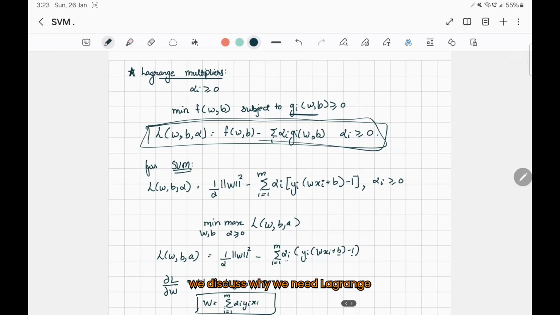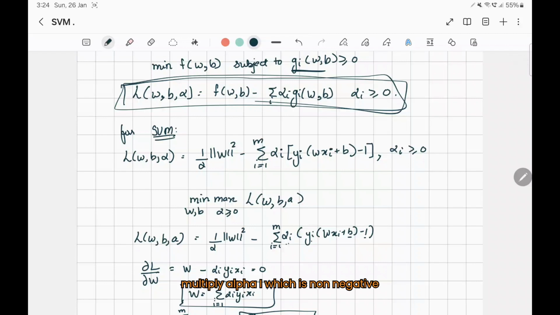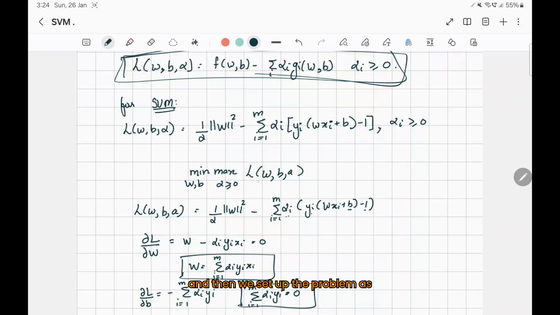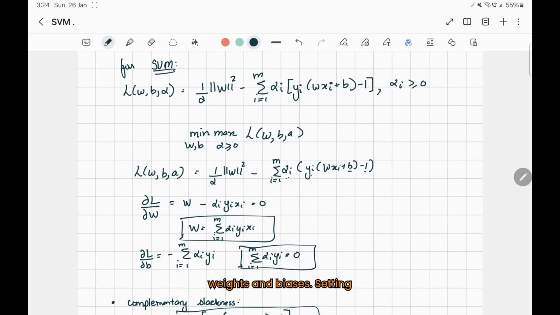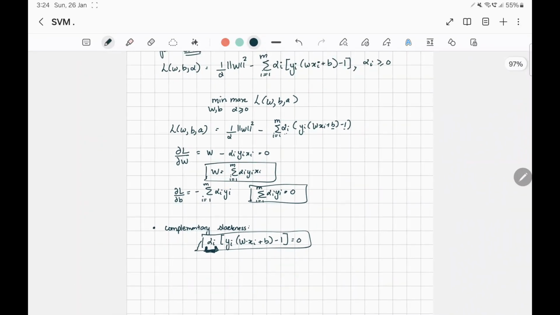Now we discussed why we need Lagrange multipliers: because there are multiple constraints, and for every data point we have a constraint. Therefore, we set that up. We use a Lagrange multiplier alpha I, which is non-negative, and then we set up the problem as a min-max problem or a saddle point problem, because we have to maximize over alpha and we are looking to minimize over the weights and biases. Setting the derivatives with respect to weights and biases to zero, we get the following equations, which you simply plug in to get the final optimization that we need to do.